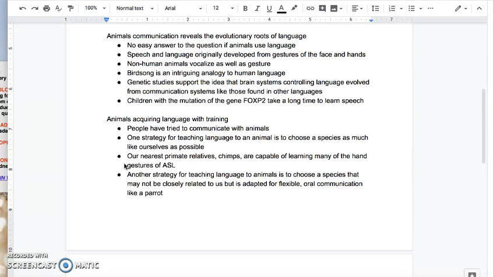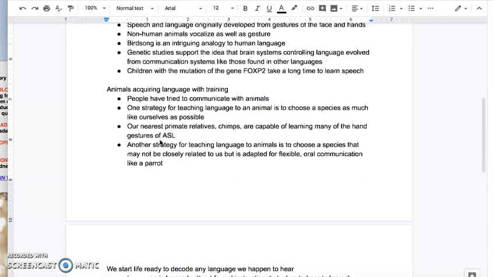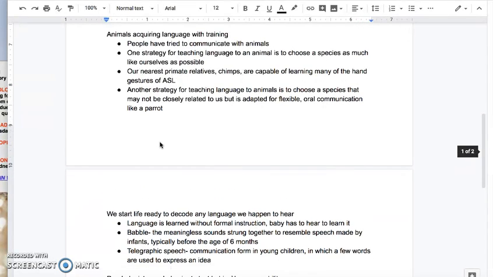common thing is birdsong, which is an intriguing analogy to human language. A lot of genetic studies support the idea that brain systems controlling language evolved from communication systems like those found in other species. Also, the gene FOXP2 is a mutation, and this means that children will take a long time to learn speech.